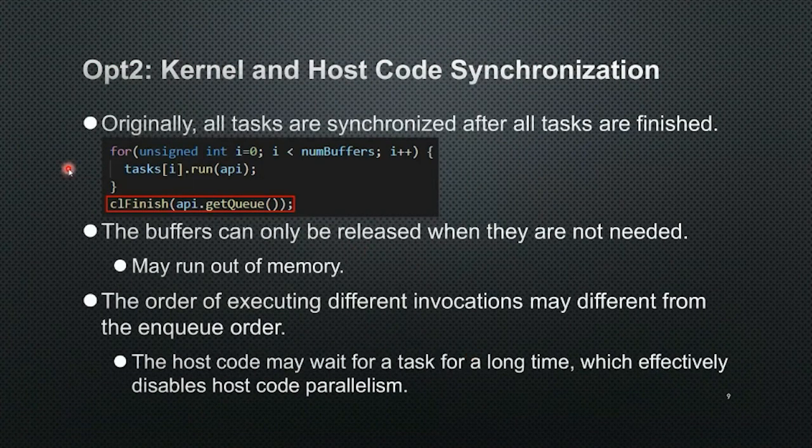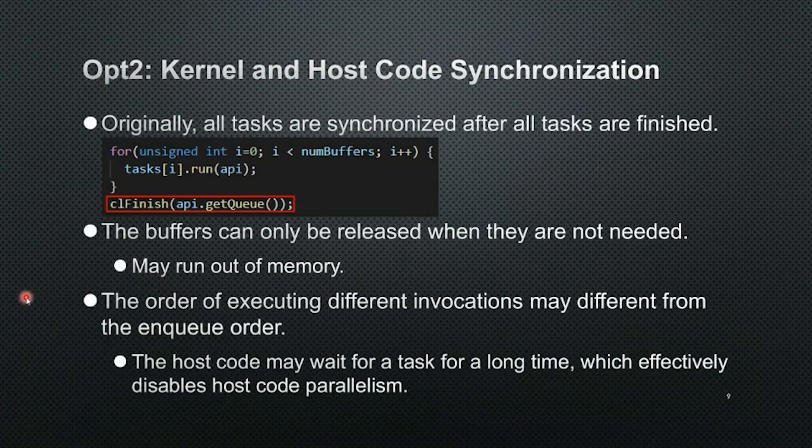And then is the second optimization. It is kernel and host code synchronization. So in the original host code, we only synchronize once after all the tasks are finished. There may be some problem when doing so. The first is that we can only release the buffer after we guarantee the task is finished, so that the buffer is not needed. So we may face a problem that we may run out of memory.